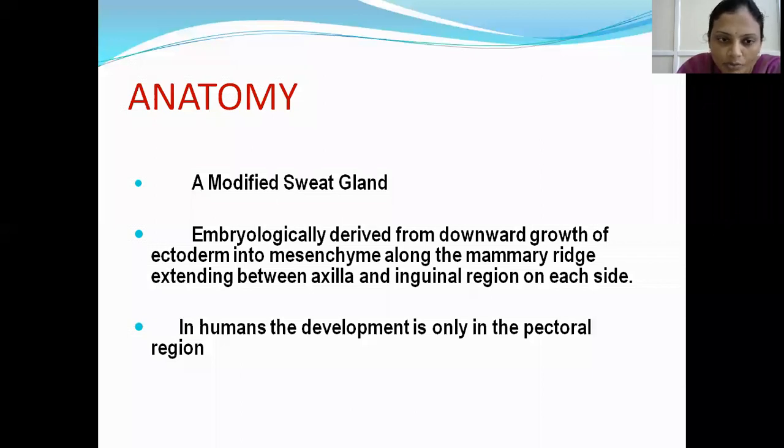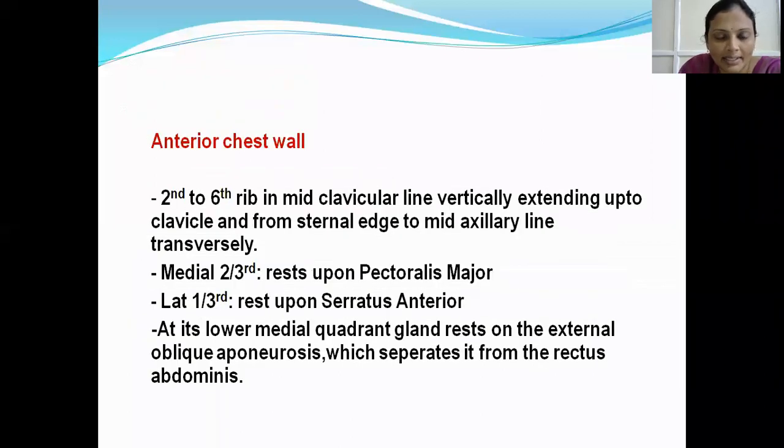embryologically derived from downward growth of the ectoderm into mesenchyme along the mammary ridge, extending between the axilla and inguinal region bilaterally. In humans, the development is only in the pectoral region, anterior chest wall. The breast extends from the second to the sixth rib in the mid-clavicular line vertically, extending from the clavicle upwards, and from the sternal edge to the mid-axillary line transversely.